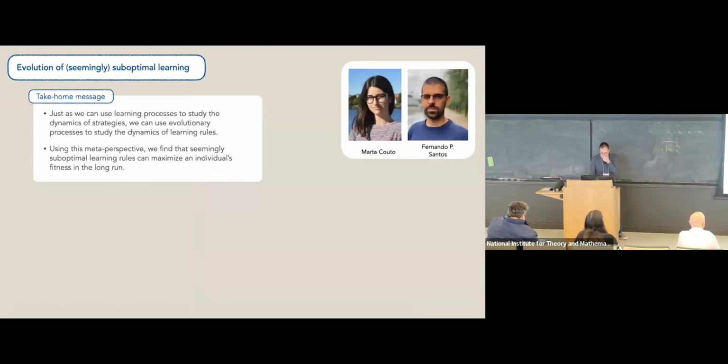All right. So the take-home message is, just as we use learning processes to study which actions players choose, like cooperation or defect, we can also use evolutionary processes to study the evolution of these parameters of these learning processes. And using this meta perspective, you find that sometimes seemingly suboptimal learning behavior can evolve because it gives you a strategic advantage.